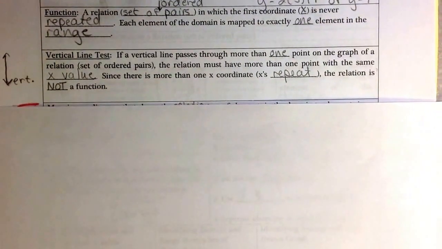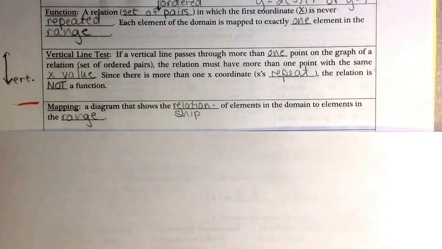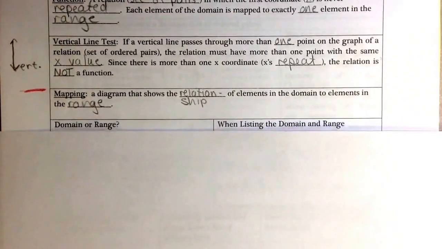Now you can represent relations by mappings, and a mapping is just a diagram that shows the relationship of the elements in the domain to the elements in the range. And I'll show you that in just a few minutes here.